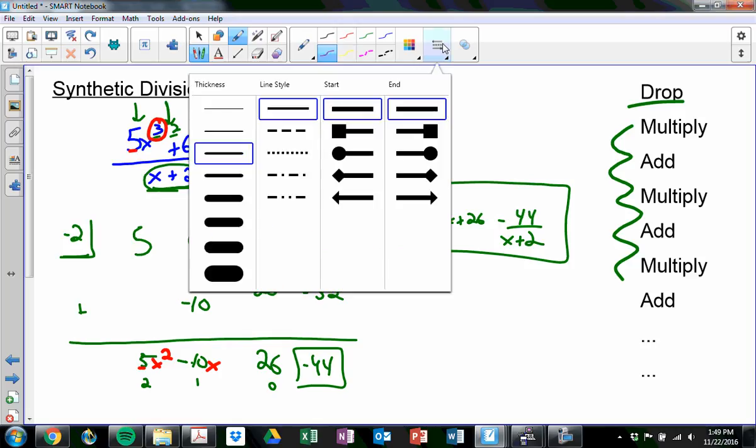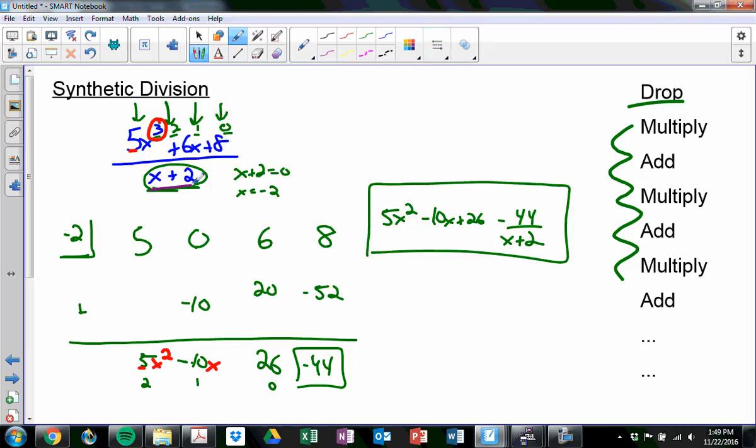Suppose this division on the bottom hadn't been x plus 2, but had been something like 3x plus 4. Suppose that had been on the bottom of my fraction. Then I would see what makes this equal 0. It would be negative 4/3. And I would plug negative 4/3 into this spot right here.